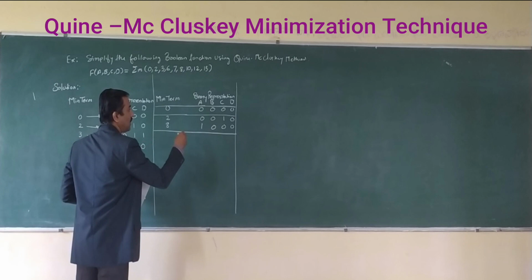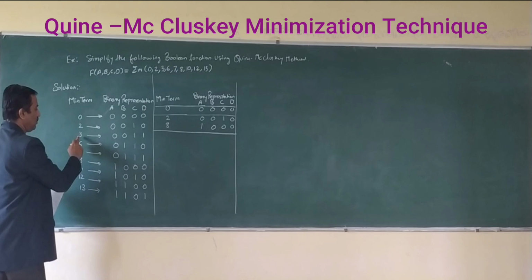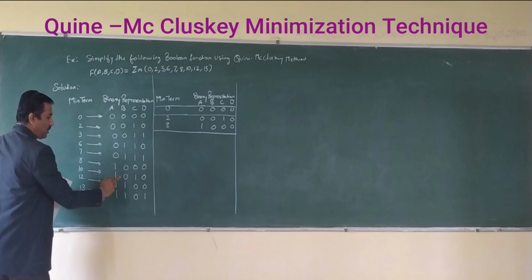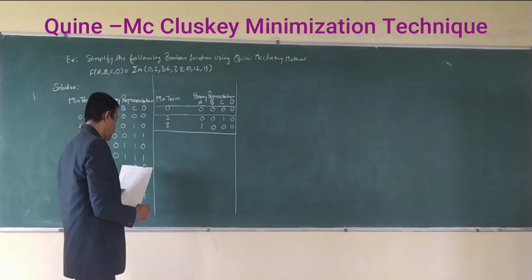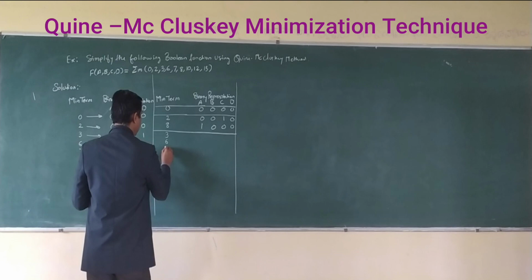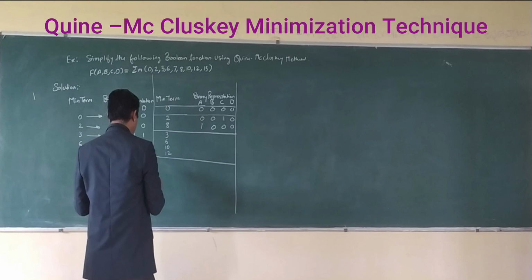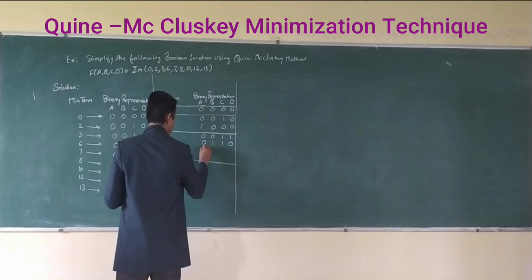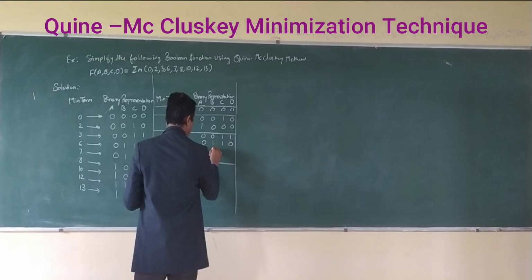Now you find out the min terms which have 2 ones. Which are those? 3, because it has 2 ones here. Then 6, it has 2 ones here. Then 10, because we have 2 ones here. Then 12 also has 2 ones here. So 3, 6, 10 and 12 are the min terms which have 2 ones occurring. So 0, 0, 1, 1; 0, 1, 1, 0; 10 is 1, 0, 1, 0; and 12 is 1, 1, 0, 0.